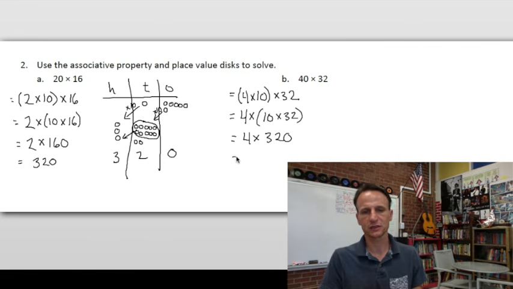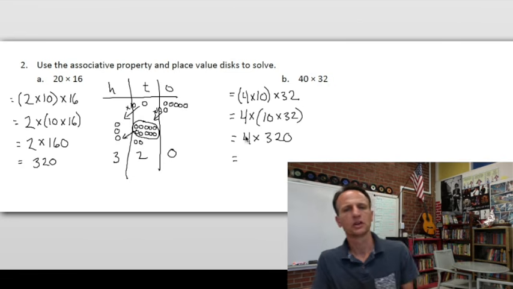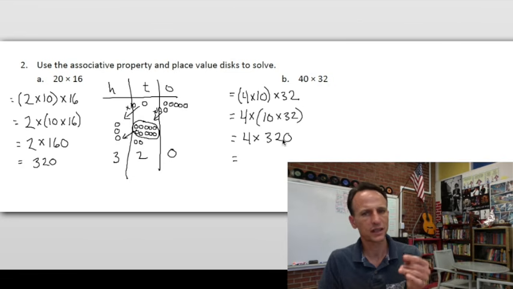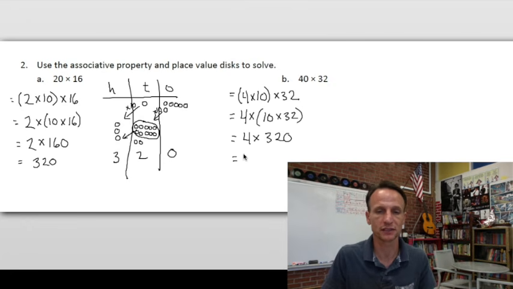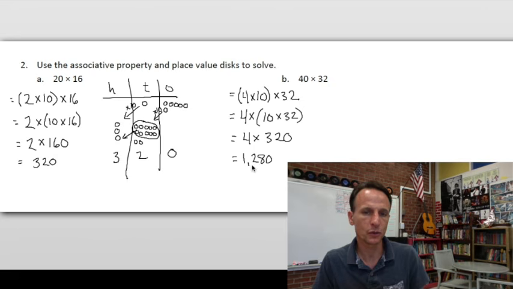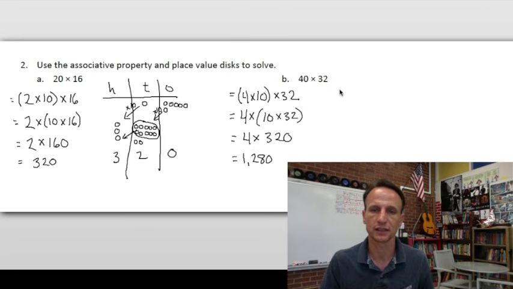And let's see if we can do that in our wee little heads. 4 times 20, well, we could do that. 20, 40, 60, 80. Okay, 80. And 4 times 300, oh, we can do that too. 300, 600, 900, 1200. So 1280. There's no regrouping there. It's nice and easy. 1280. And now we know we do need a thousands place in our chart here.